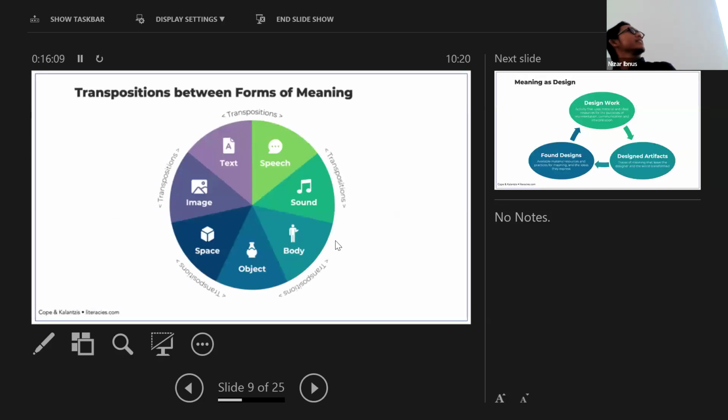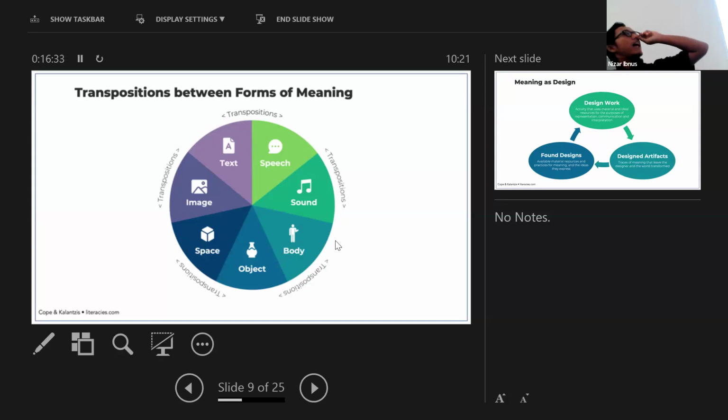Here, Kopp and Kalantzis give examples. There are at least seven: 1, 2, 3, 4, 5, 6, 7. There are seven forms of meaning, and each form of meaning has all.